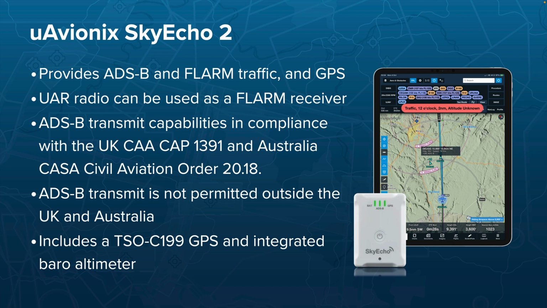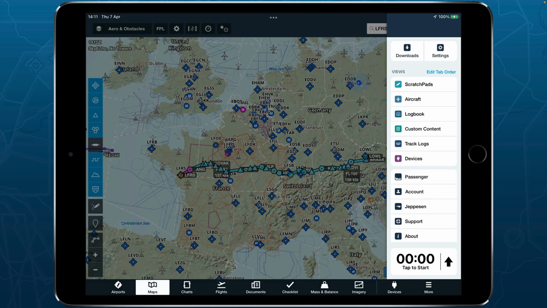With 20 watts transmit power, the ADS-B signal from the SkyEcho 2 can be received up to 40 nautical miles away. This ADS-B out capability is consistent with the UK CAA and Australian CASA electronic conspicuity standards. The SkyEcho enables you to see and be seen by transmitting your aircraft position, altitude, course, and speed to surrounding aircraft in these regions. The SkyEcho 2 is automatically recognized by the ForeFlight Mobile app after connecting the iPad via Wi-Fi to the SkyEcho 2 network.